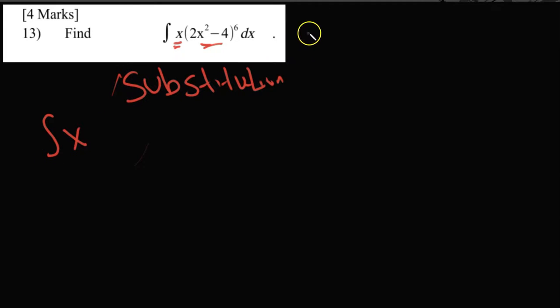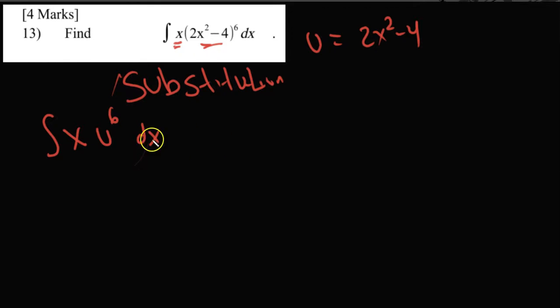So we have a simple term x multiplied by a more complex term here because it's to the power of 6. Whenever you have something in brackets raised to a weird exponent that you don't usually see, like 7 or something, you'll want to make a substitution. This is the method we're going to use, substitution. So you'll rewrite this as the integral of x, and we'll call u equal to 2x squared minus 4, which means this new integral will be x multiplied by u to the power of 6 dx.